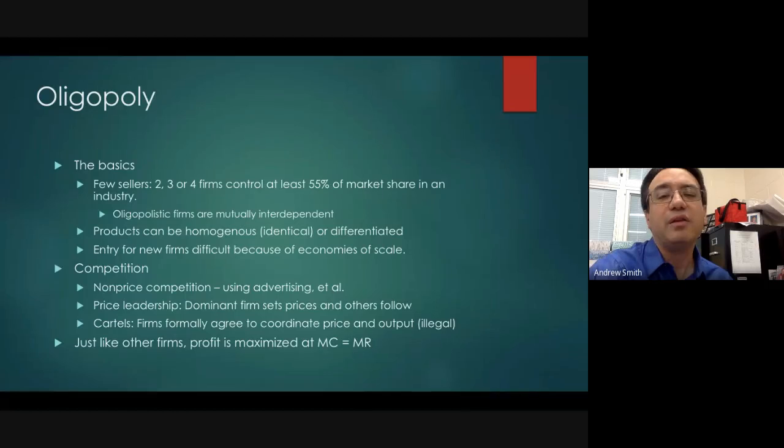So the key thing to understand with an oligopoly is that you have 2 to 4 firms, generally selling differentiated products, kind of like monopolistic competition's brand versus brand competition. Now, they can, in theory, also produce identical products like in perfect competition, although that's kind of more theoretical. We don't really see that. The key thing to understand with oligopolies is that they are mutually interdependent. So in a lot of ways, they act like monopolies, even though they're not monopolies.